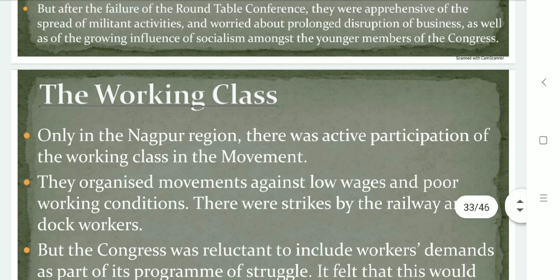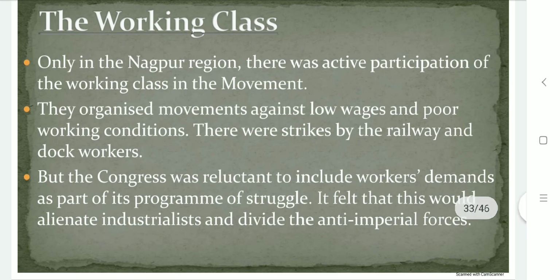Now let us take up the working class. Only in the Nagpur region was there active participation of the working class in the movement. They organized movements against low wages and poor working conditions. There were strikes by the railway and dock workers, but the Congressmen were reluctant to include workers' demands as a part of the programme of struggle. It felt that it would alienate industrialists and divide anti-imperial forces.